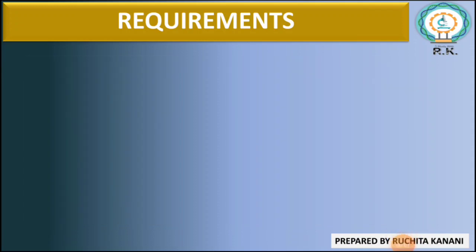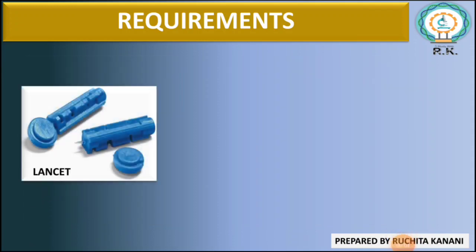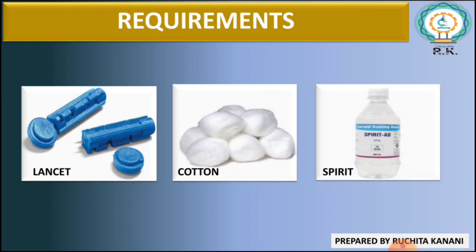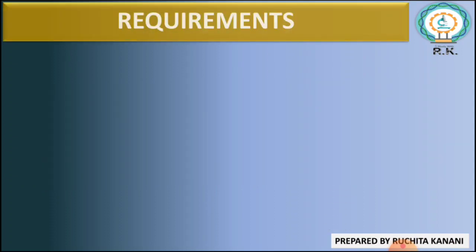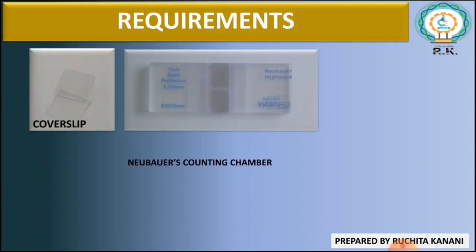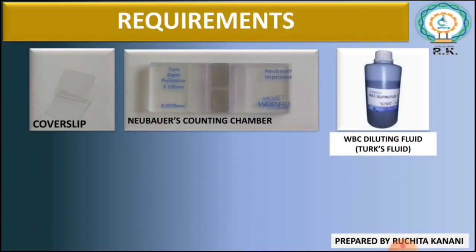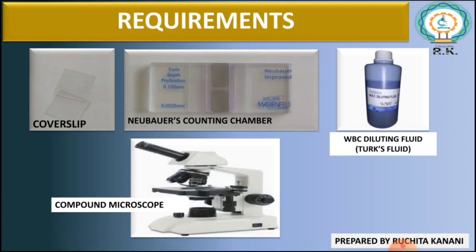Then pricking apparatus, which includes lancet, cotton, spirit, then cover slip, Neubauer's counting chamber, WBC diluting fluid, also known as Turk's fluid, and compound microscope.